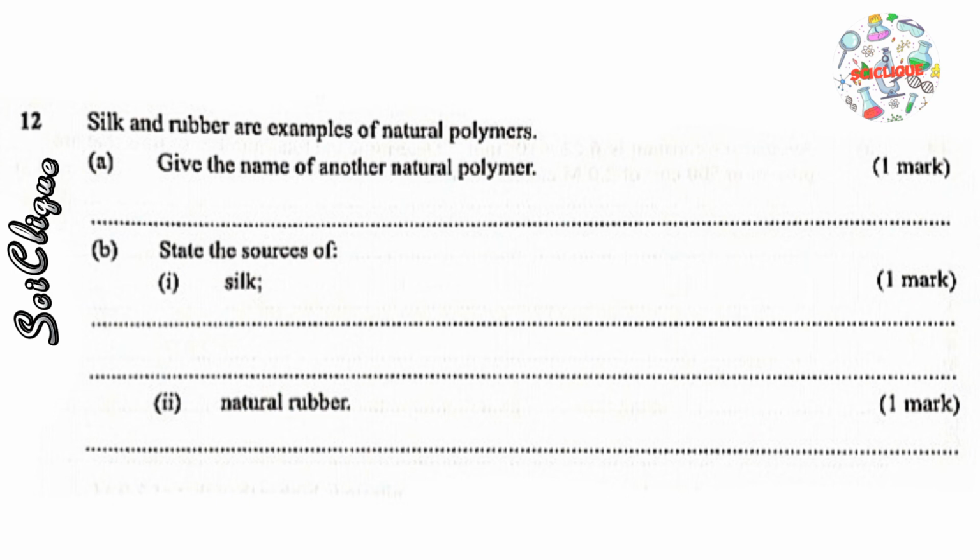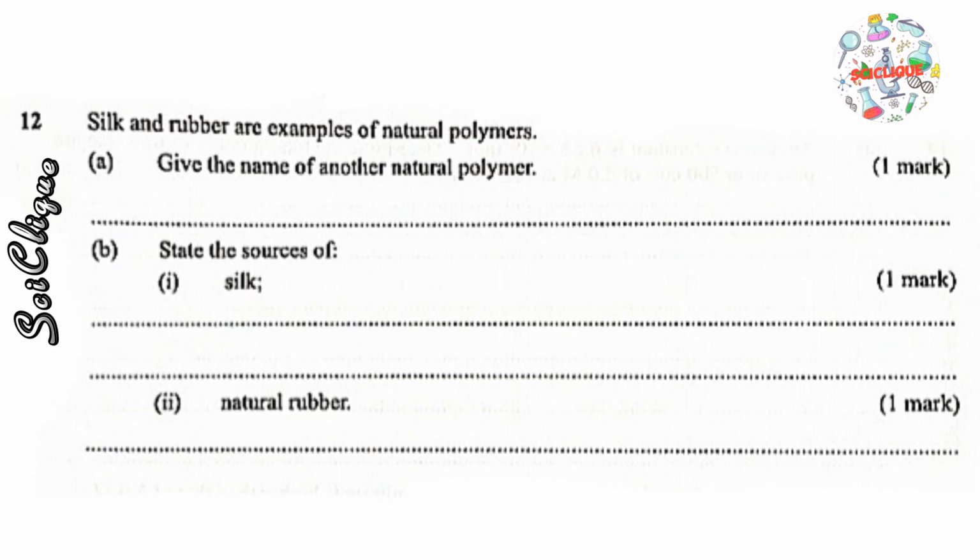Part A, give the name of another natural polymer. Okay, what are polymers? Now, polymers are complex compounds that are formed from many repeating units. These repeating units are known as monomers. So if you have something that is repeated again and again until finally you have this complex long molecule, that is what is termed as polymer. Now, this is covered in Organic Chem 2, which is in Form 4. So part A, give the name of another natural polymer.